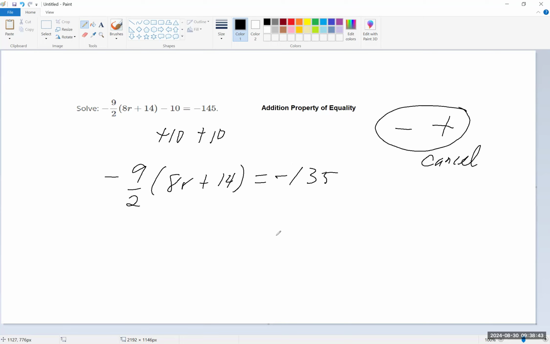Now, there's a couple of ways to handle the next step. We could multiply the left side by 2/9 and the right side by 2/9 to cancel the fraction. I'm going to go about it a different way. I'm going to distribute the negative 9 halves. And it helps if we imagine that there's a 1 in the denominator. Negative 9 times 8 is 72 over 2.